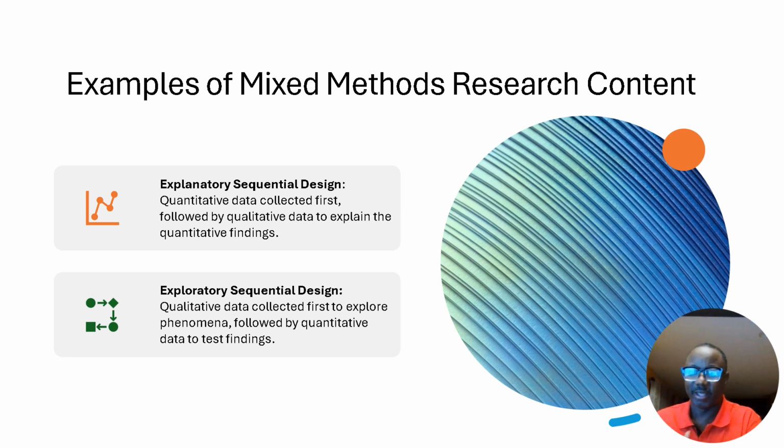The second one is the opposite. So the first one is explanatory sequential design, where you start with quantitative data first, and that will be followed by the qualitative data to explain the quantitative findings. And the second one is the exploratory sequential design. You start with the qualitative data first to explore the phenomena or the life experiences of the participants, and that will be followed by the quantitative data to test the findings.